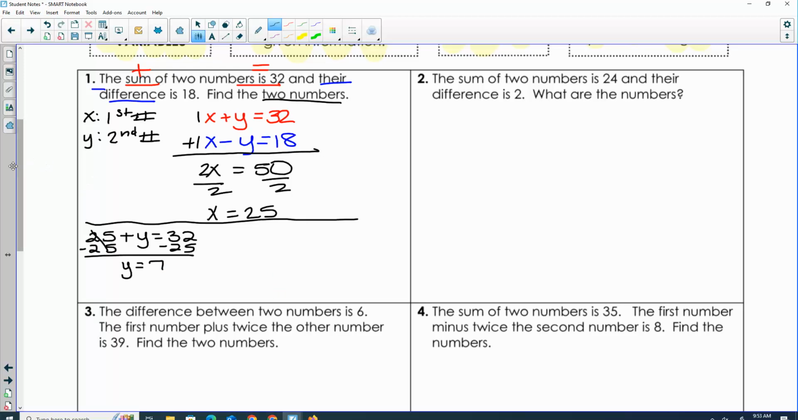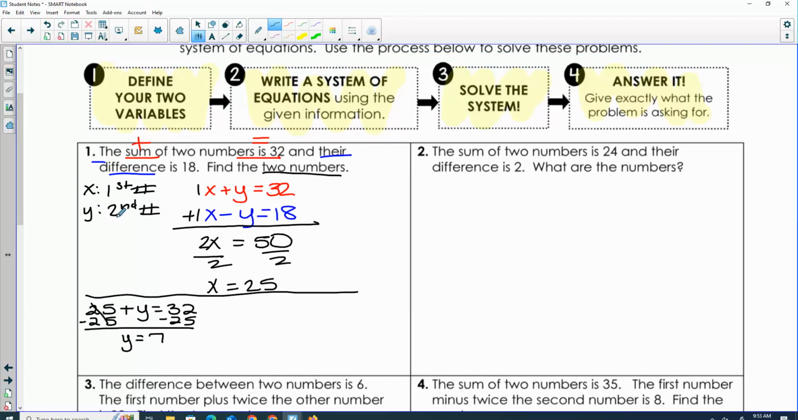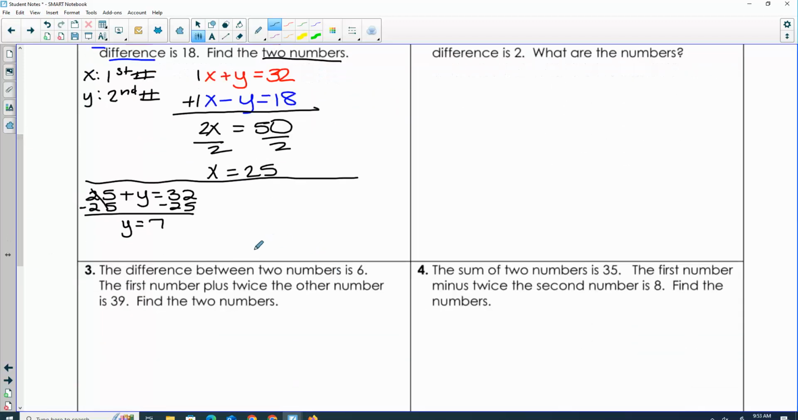So we have to find our variables. We wrote the system. We solved it, now we just have to answer it. So here, 25 and 7. You can write a full sentence. I'm going to be a little bit nicer and not make you write a full sentence as long as you are clearly identifying. Okay? And box it in so I know this is your answer. My numbers are 25 and 7.